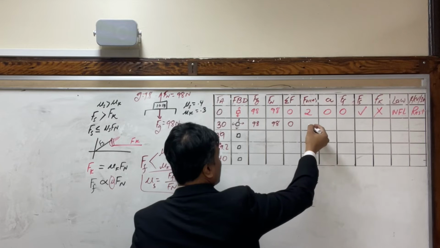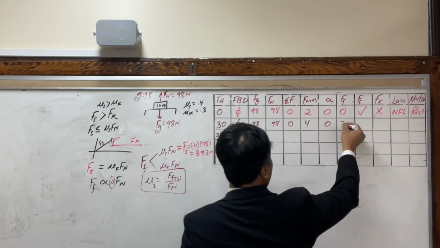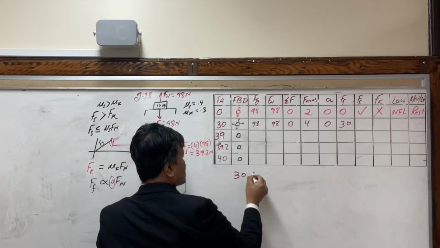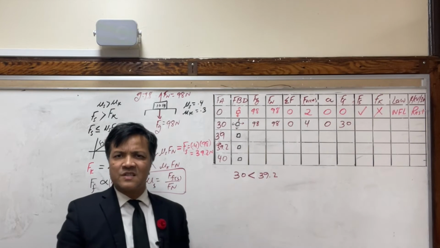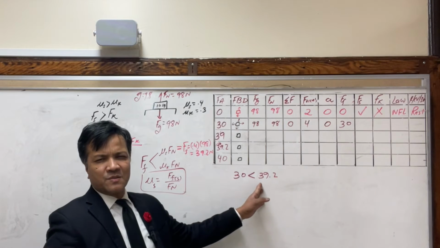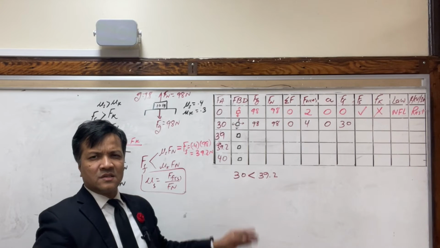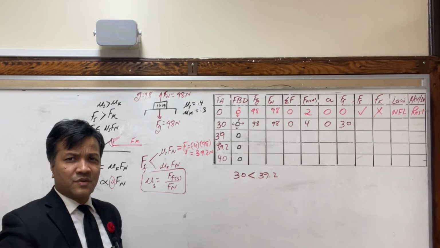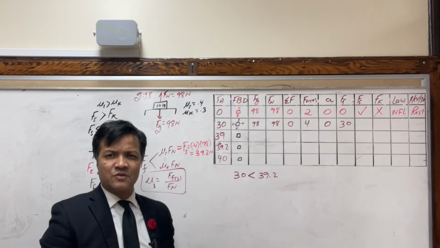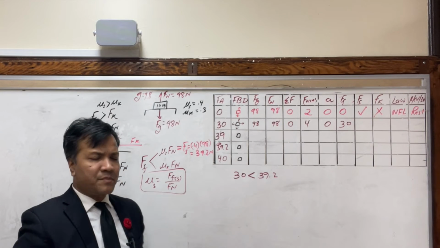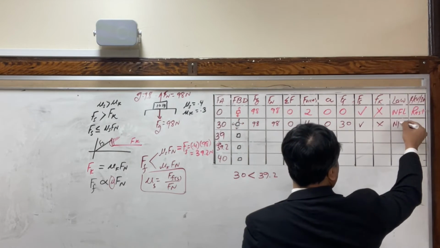Net force is 0. The force is 4. Acceleration is 0. Force of friction all of a sudden becomes 30. Why 30? Because 30 is smaller than, of course, 39.2. If you apply any force that is smaller than the maximum friction possible, then the object is at rest. The limit is 39.2. Anything less than 39.2, the object will stay at rest. Static friction, yes. Kinetic friction, no. Newton's first law, rest.